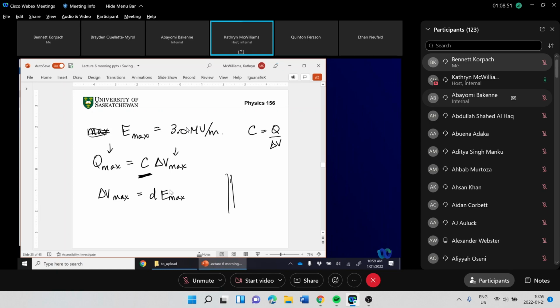Okay, we've got our plates. We've got an electric field E. We've got high voltage, low voltage. So there's a delta V across here, right? And then the distance between the plates gives us this delta V. Is everyone okay with that?